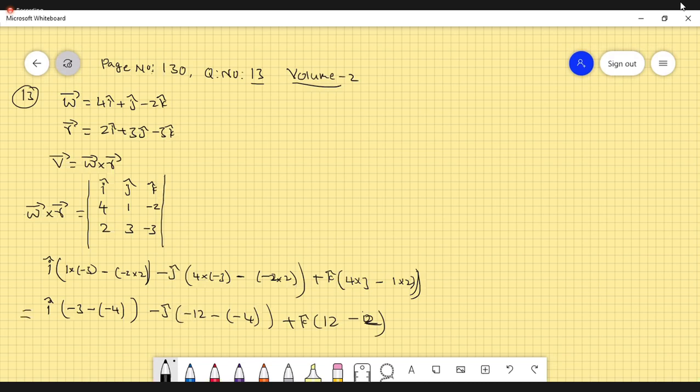What you will get finally? Minus 3 plus 4, minus into minus plus. Minus j into minus 12 plus 4, that is minus 8, minus into minus plus 8j. 12 minus 2, 10, plus 10k.